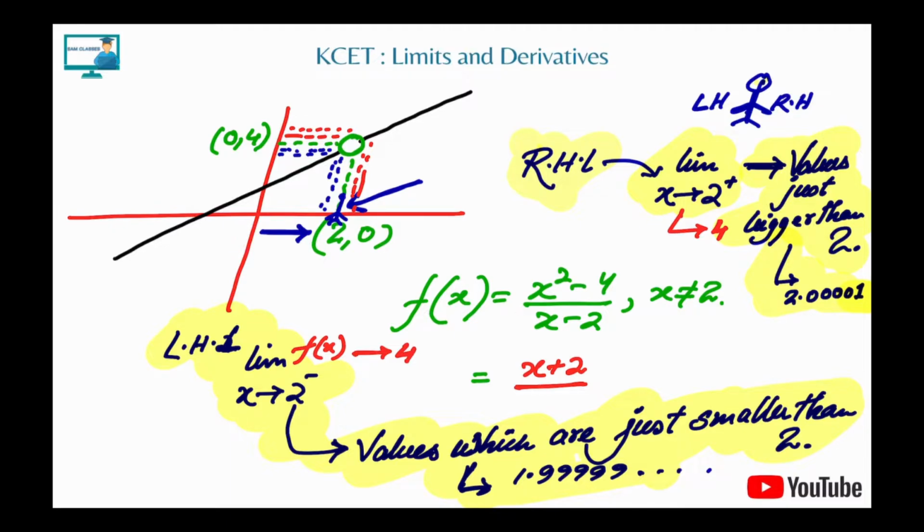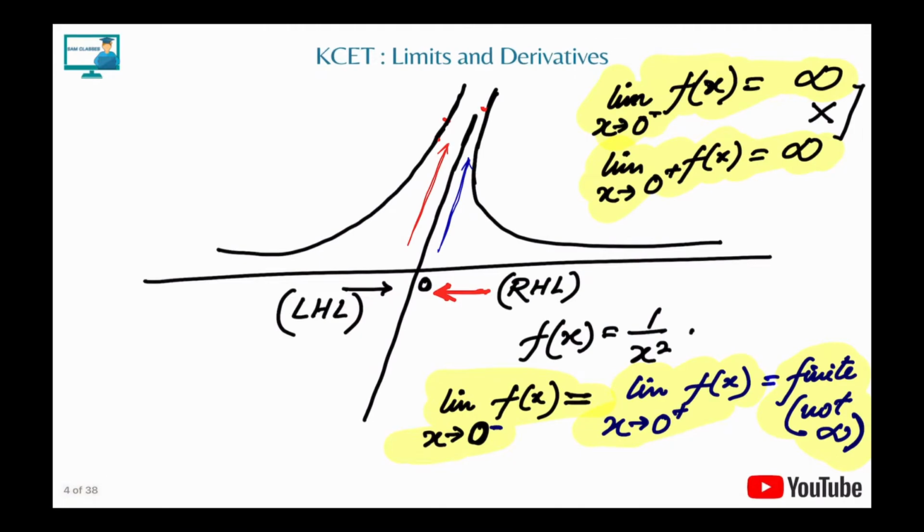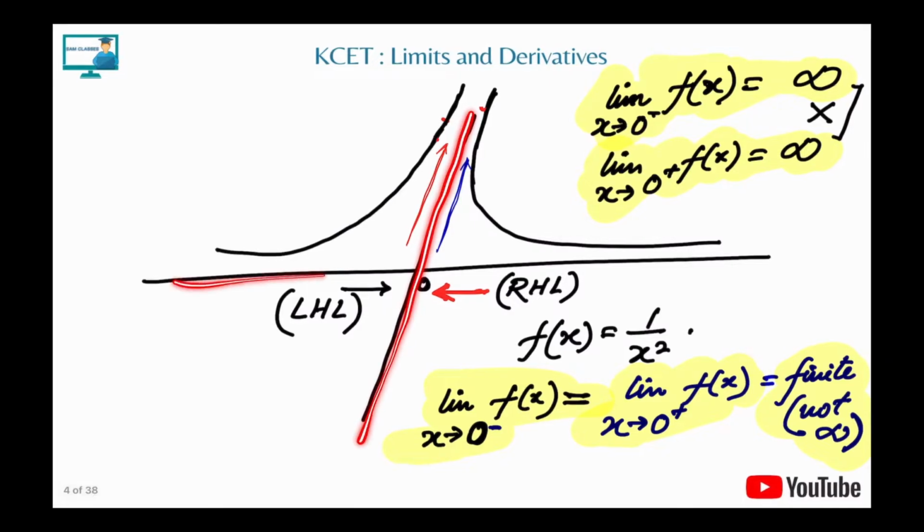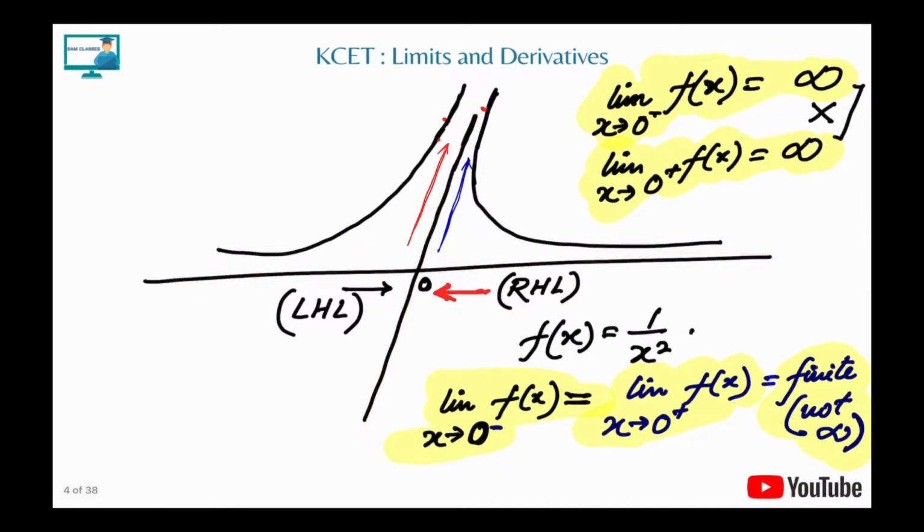Okay, so let's see the next page. Now we have taken a graph. We wanted to get more of a feel of it. This is the graph of basically 1 by x square. So in this, at 0, see, student, if you approach from this side, what do you see? The function is almost going to what?